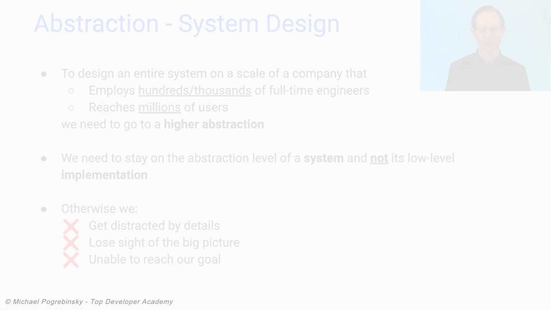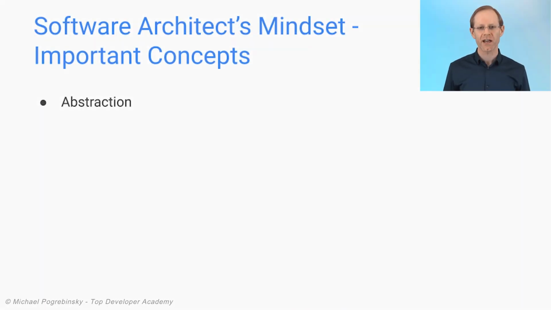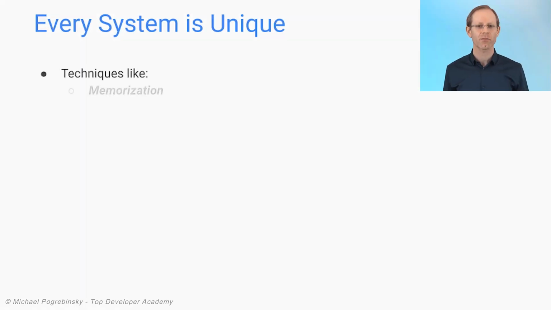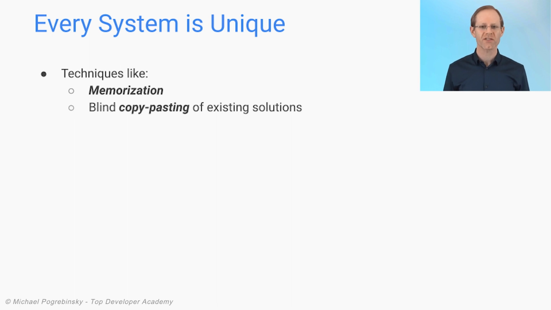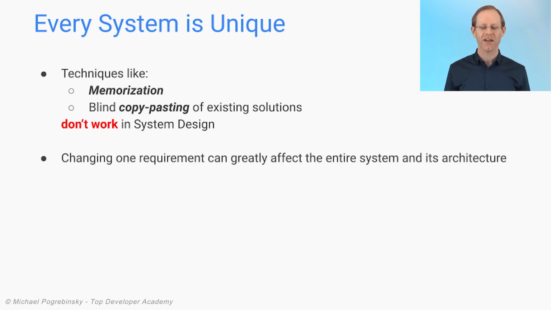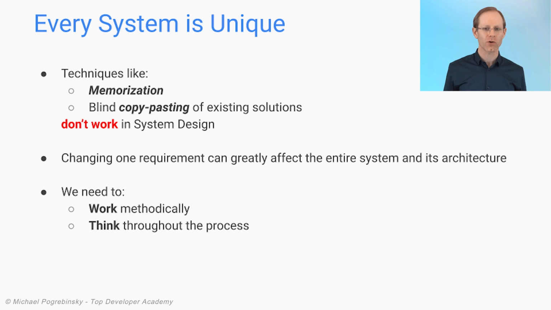The second important concept that any successful software architect needs to understand is that every system is unique and different from the one you designed before. This is why techniques like memorization or blind copy-pasting of existing solutions just don't work in system design. In many cases, changing just one requirement can greatly affect the entire design and therefore its software architecture. This requires us to work methodically, think throughout the entire process, and make the right trade-offs at the right moments in the design.